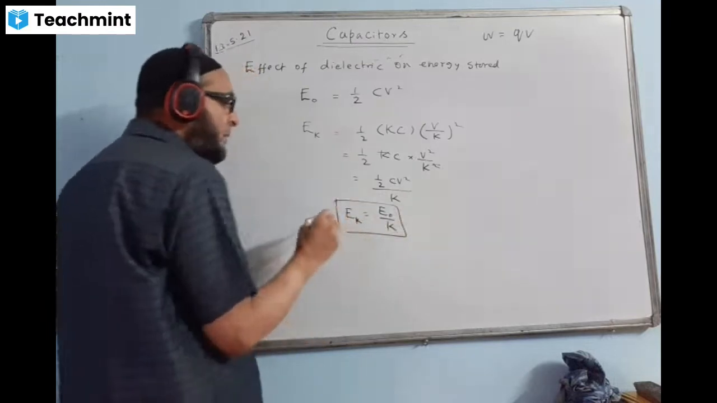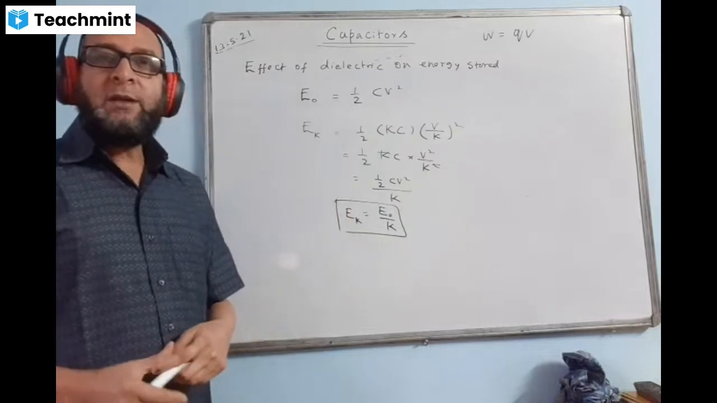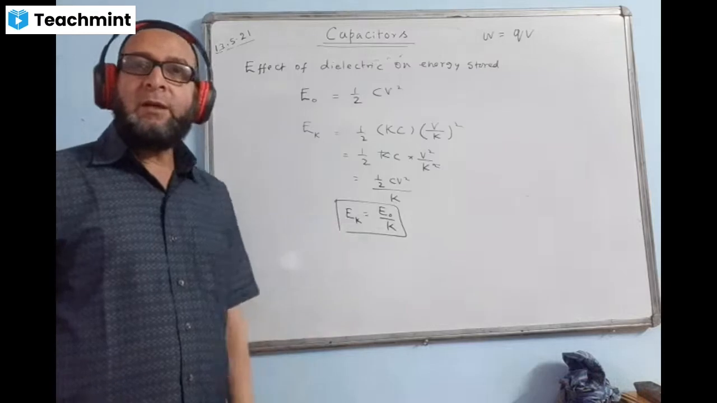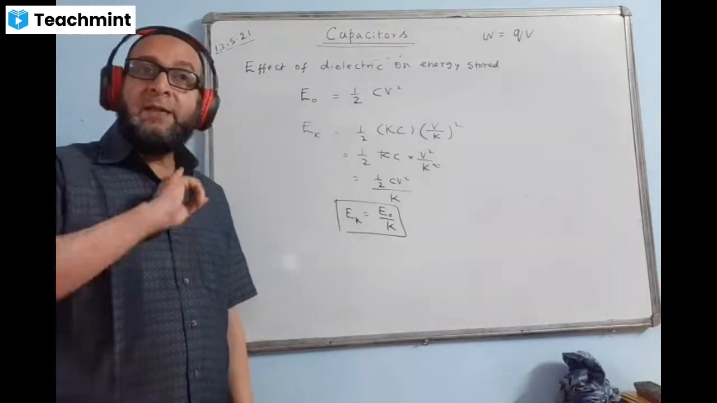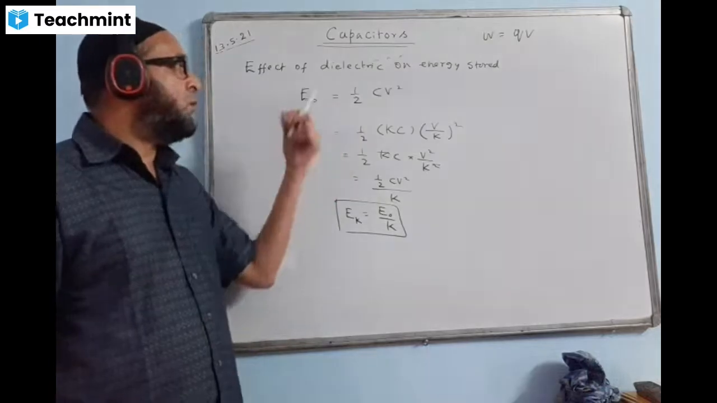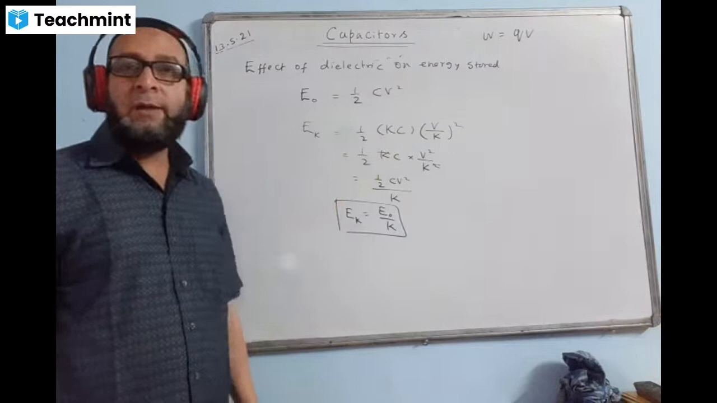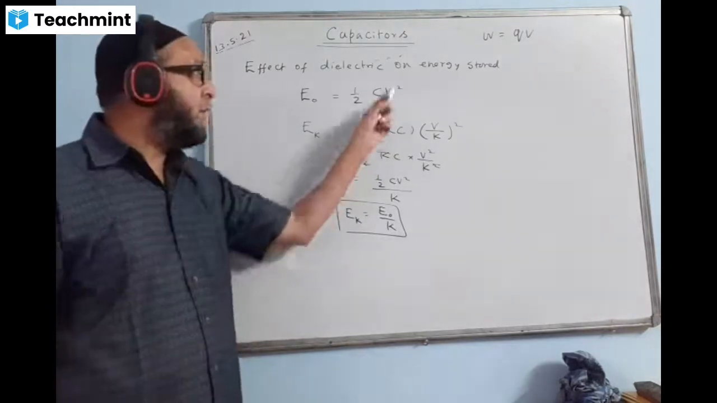So this will be the result. That means what happens to the energy stored? Energy stored in a capacitor will decrease by 1 by K times. Capacitance will increase. The student thinks that when capacitance increases by K times, the energy stored also will increase. But that is not the fact, because at the same time the potential decreases.